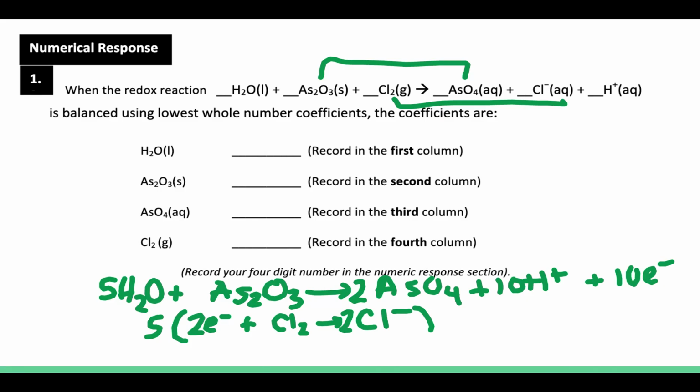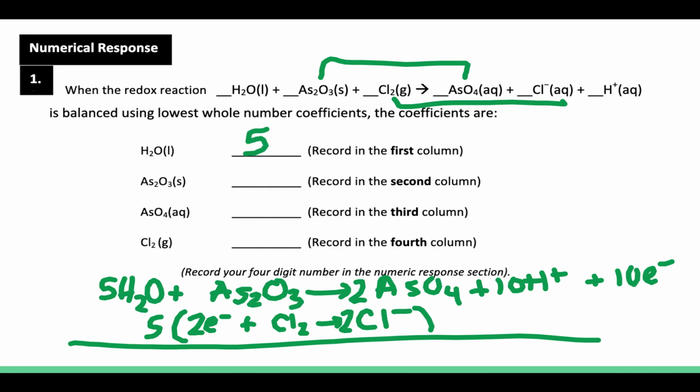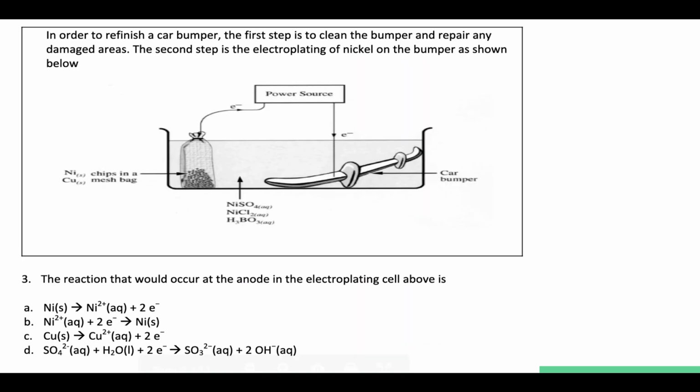So just answering the question now, if you wanted to, you could rewrite everything, but we can just take a look at what's happening. Only the electrons would end up canceling. So you'd have 5 water molecules, 1 of the As2O3. On the right-hand side, you have 2 of the AsO4. And then if you had 5 times the 1 here, we'd end up with 5 of your chlorine molecules.